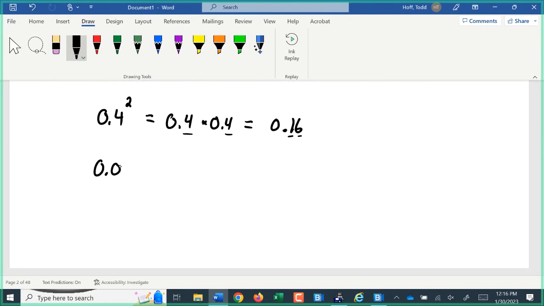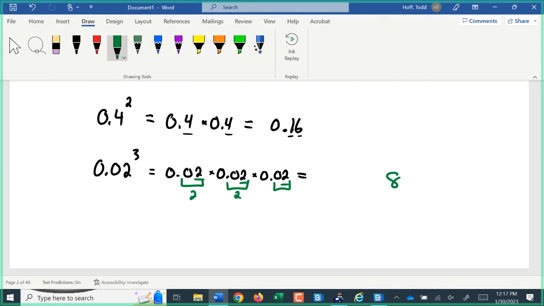So something like 0.02 to the power of 3 is going to get small very, very fast. That's 0.02 times 0.02 times 0.02. Now I'm going to take a little bit of a shortcut to speed this up. 2 times 2 times 2 is 8. But I have 2, 4, 6 decimal places total. My answer has to have 6 decimal places. So that's 1, 2, 3, 4, 5, 6. So 0.000008 is that result.